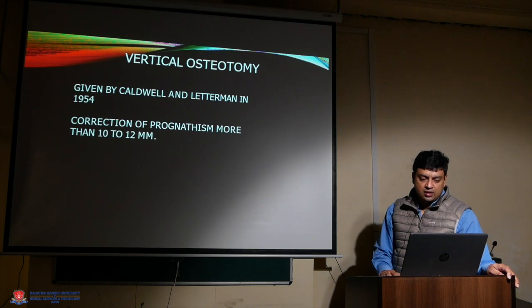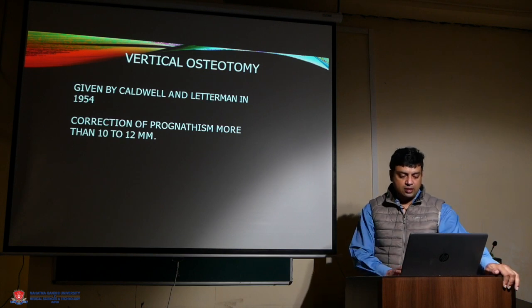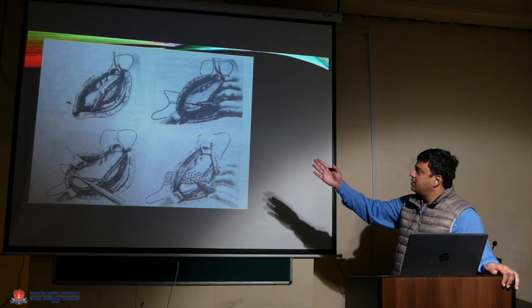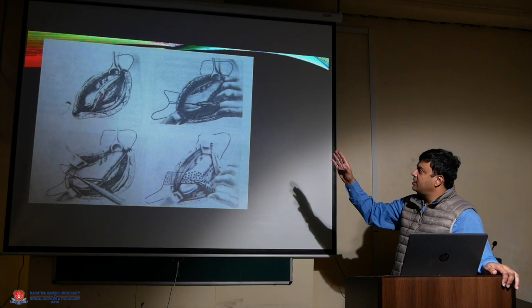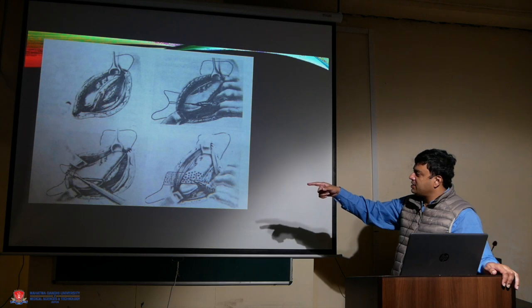Vertical osteotomy was given by Caldwell and Letterman in 1954. It is used for correction of prognathism of more than 10 to 12 mm. So this procedure is being described. The patient is in supine position and an extended submandibular incision is given. Then a vertical cut is given anterior to the antilingula, which runs from the coronoid notch till the lower border of the ramus, and the entire split is done.